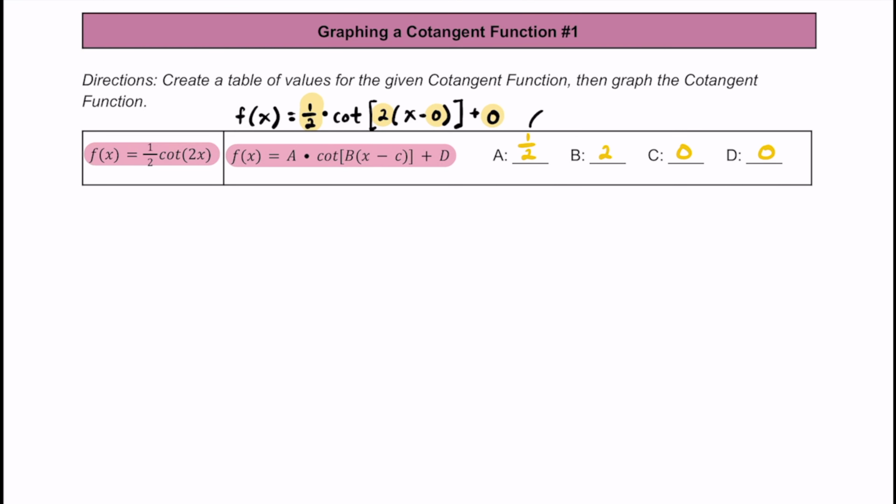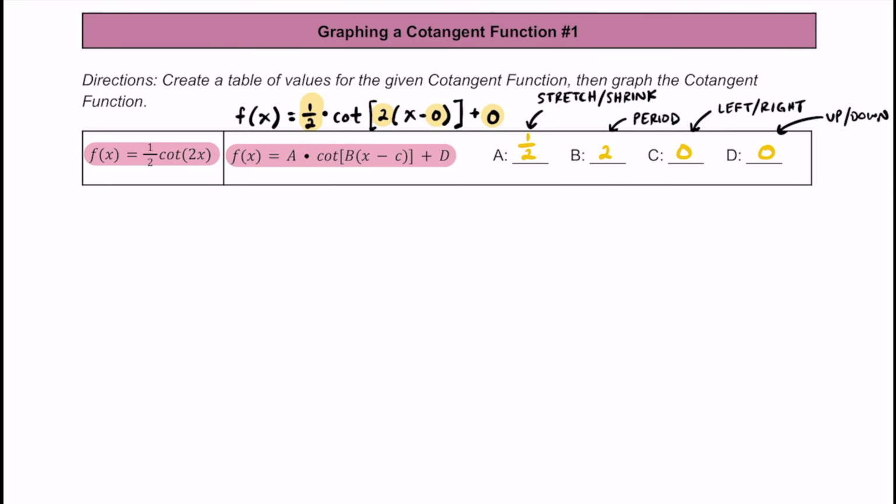Now the effect of this 1/2 for A is just going to change the shape of the graph a little bit, causing it to stretch or shrink. This B value of 2 is going to affect the period. C lets us know if we are going to move left or right, but we are not going to in this case because C is 0. And D lets us know if we're going to shift the function up or down, but in this case we're not going to again because D is equal to 0.